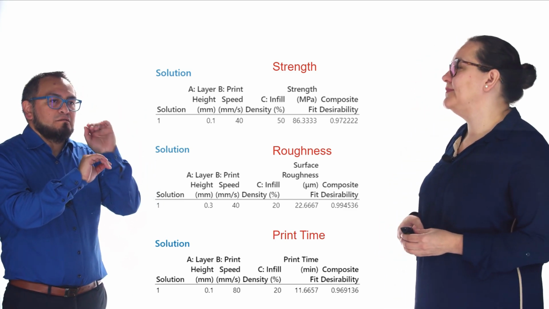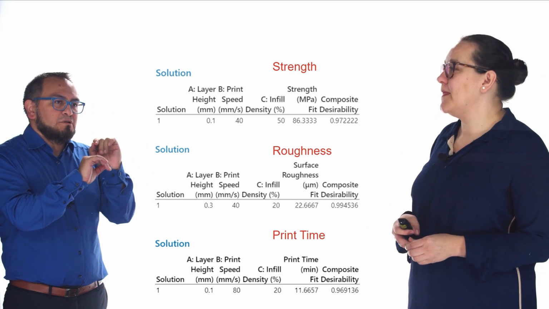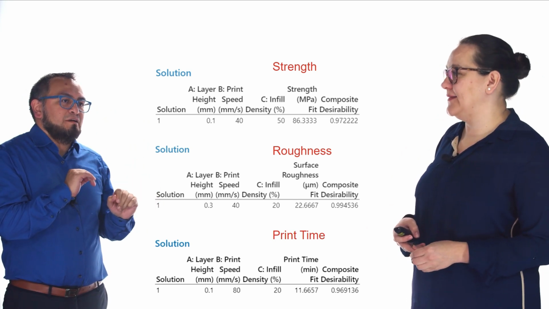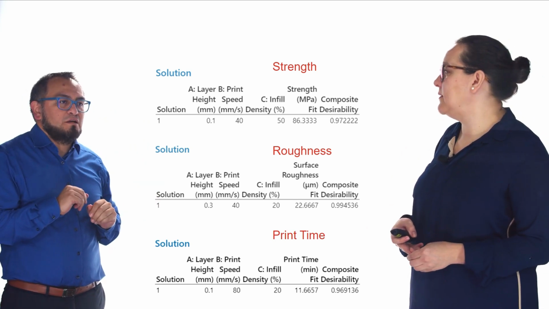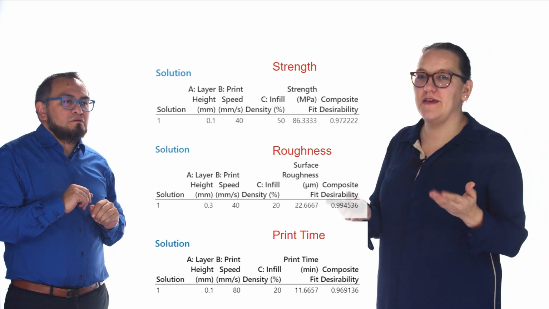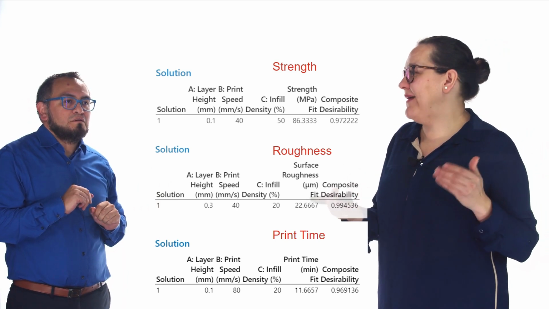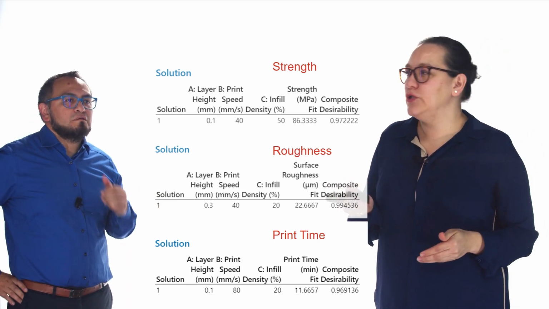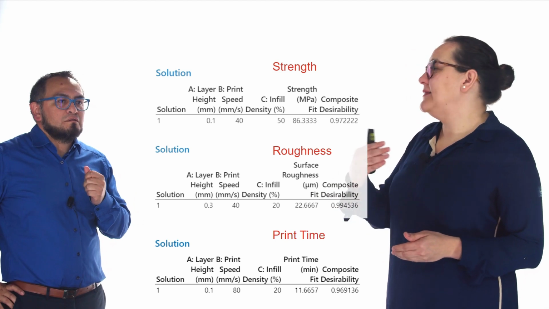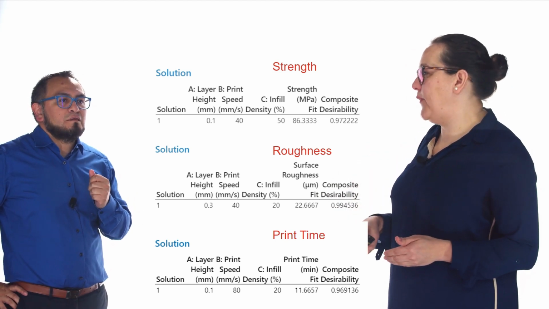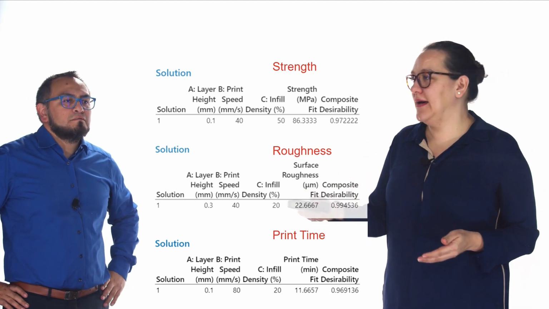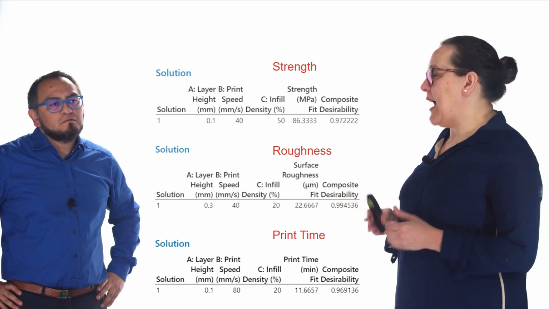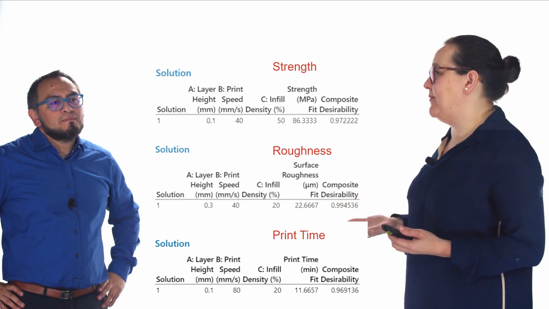At a layer height of 0.3 with a print speed of 40, and then I will get the results on this table. Yes, so an infill density of 20, and the expected surface roughness is 22 microns. Similarly, if you are interested in print time, you have the condition that will minimize print time.